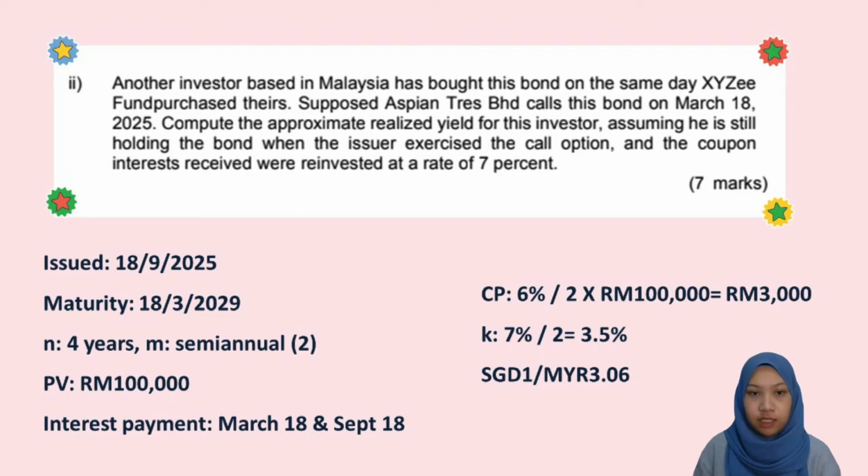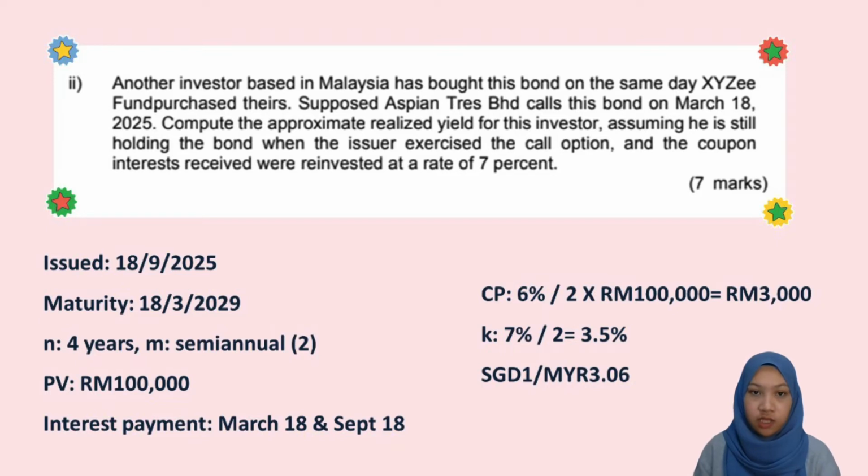Another investor based in Malaysia has bought this bond on the same day XYZ fund purchased theirs. Suppose FIN376 Berhad calls this bond on March 18, 2025. Compute the approximate realized yield for this investor, assuming he is still holding the bond when the issuer exercised the call option and the coupon interest received were reinvested at a rate of 7%.